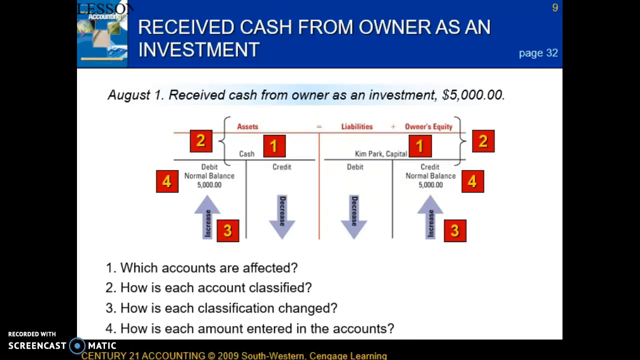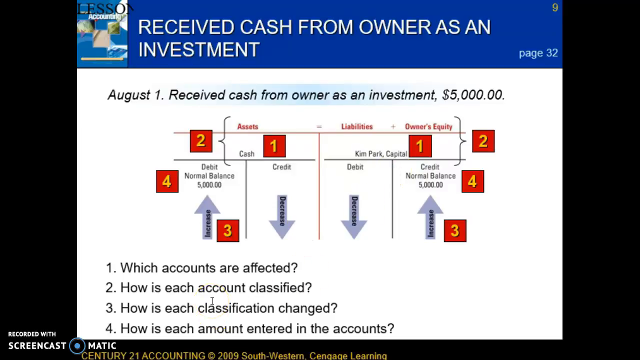So when accounts are analyzed, debits and credits must equal for each transaction. In addition, after a transaction is recorded, total debits and credits must also equal. So when we receive cash from an owner as an investment, we first must figure out which accounts are affected. Just looking here, you can see received cash, so we know cash, and from an owner as an investment. That's going to mean our capital account. So on our T accounts, we're going to write cash, and then we're also going to write Kim-Park Capital.